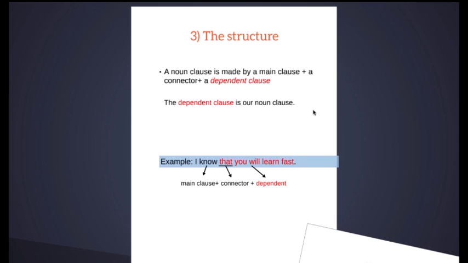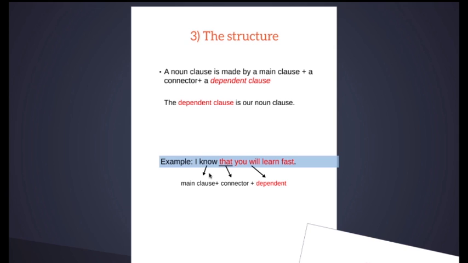The structure. A noun clause is made by a main clause plus a connector plus a dependent clause. Okay, so we have the main clause, the connector, and the dependent clause. The dependent clause is our noun clause. Okay, we're just studying this dependent clause that now I'm showing in red. I know that you will learn fast. So there are some strategies to discover which is the main clause and which is the dependent. Because the connector is easy, I've showed you all the connectors.